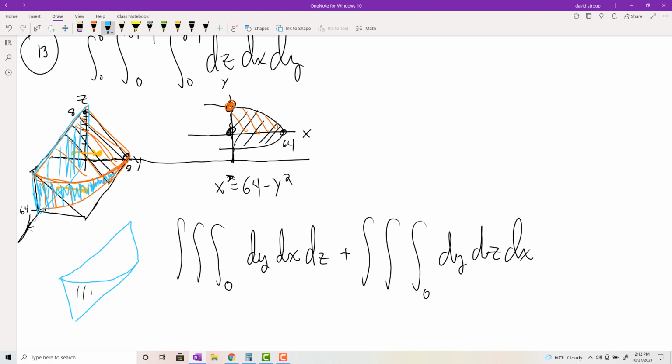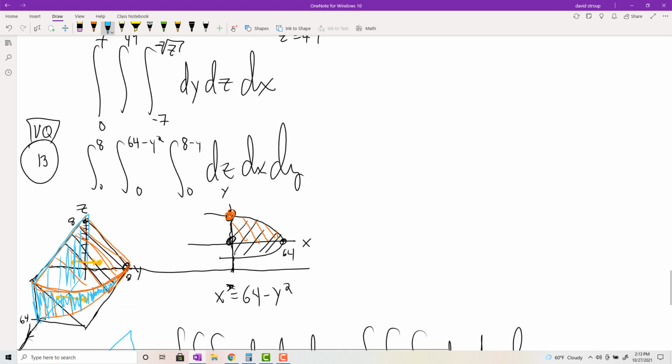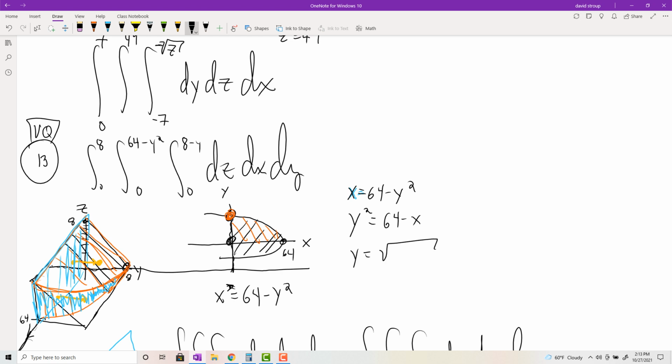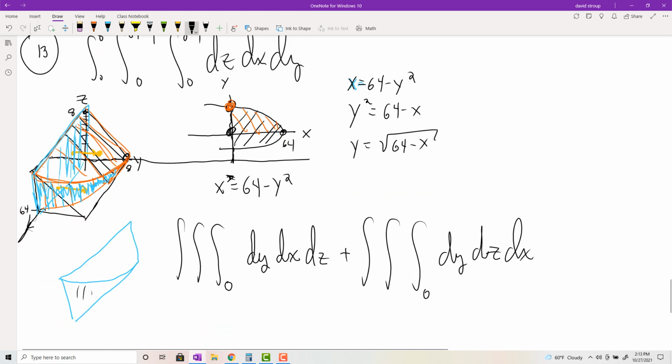That surface is currently given as this x equals 64 minus y squared. So x equals 64 minus y squared. I need it in terms of y though, right? So I'm going to solve for y. So y squared equals 64 minus x. And then y is plus or minus square root of 64 minus x. I only need the positive branch though. And that would be that surface that I'm so interested in.